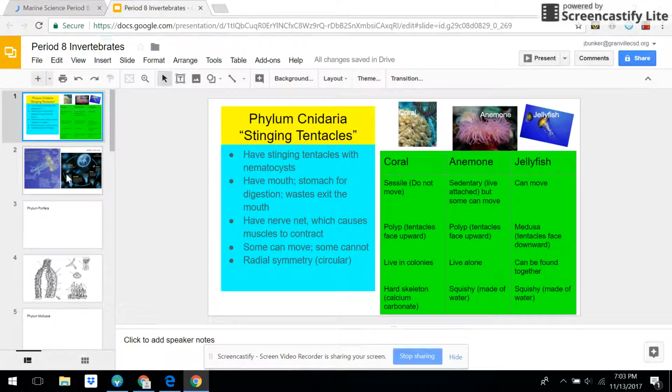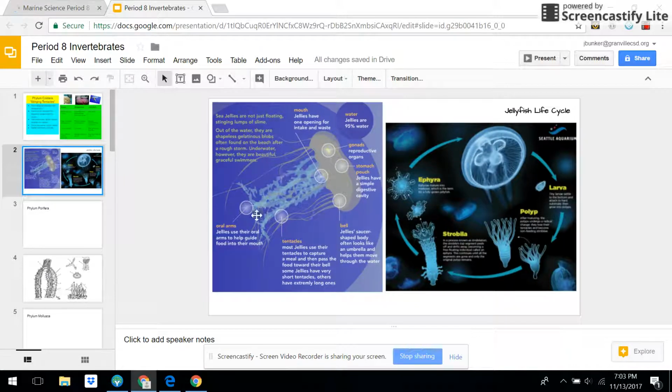Here I'm going to talk about slide 2. So you should have slide 1 filled out in your slideshow. And if you go to slide 2, on the left you will see a picture of a jellyfish and the different parts that it has, which I will talk about in a minute. On the right is the jellyfish life cycle that we will also talk about.